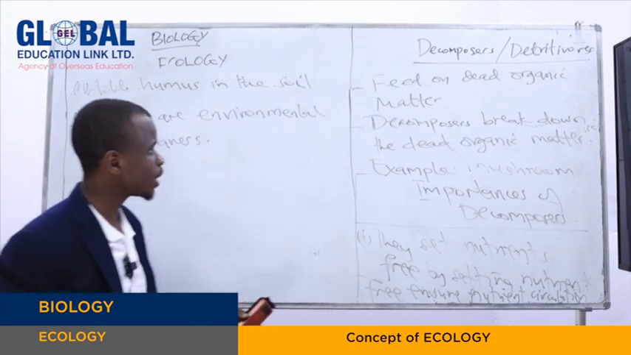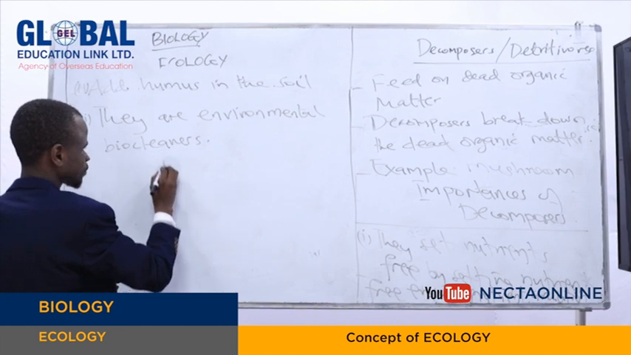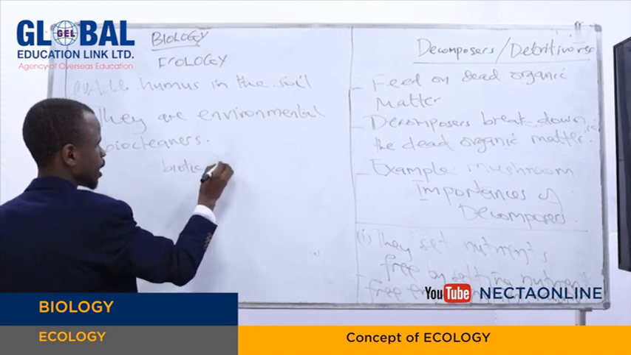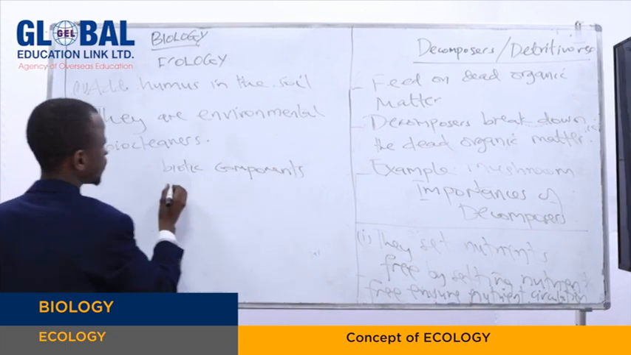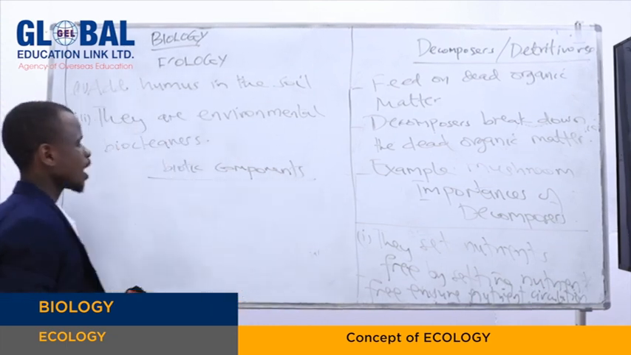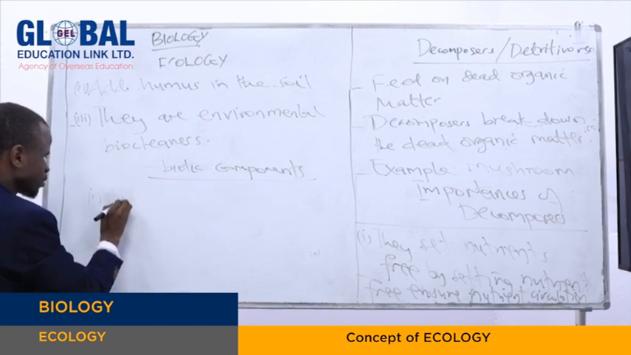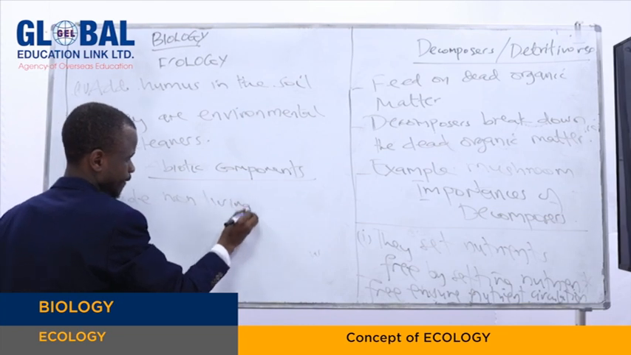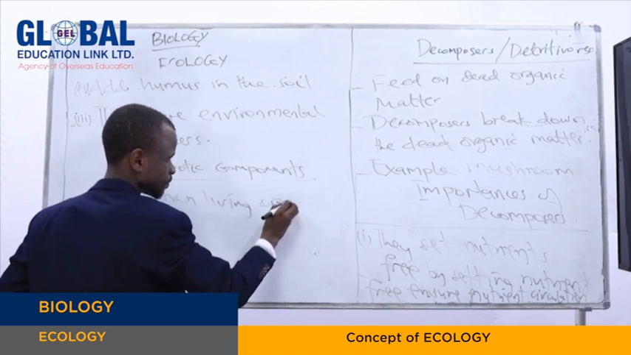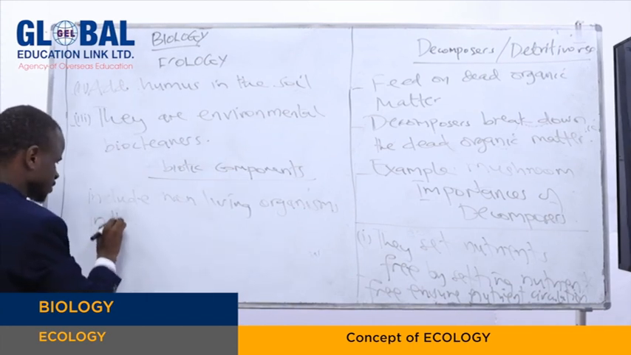Now, after knowing biotic components, let us see abiotic components. My student, abiotic components include the non-living things in the ecosystem.